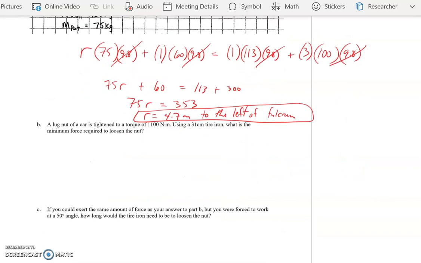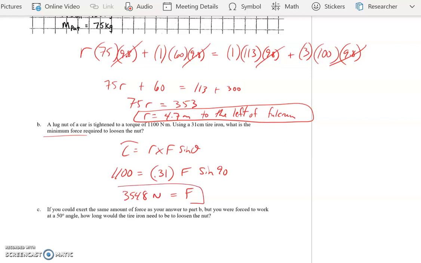B, a lug nut on a car is tightened to a torque of 1100 newton meters using a 31 centimeter tire iron. What's the minimum force required to loosen the nut? So torque is R times F sine theta. When it says minimum force, we're using a best angle, so 90-degree angle. So 1100 is the torque. 31 centimeters is 0.31 meters times F times sine of 90. Solve for F, and you get 3548 newtons.